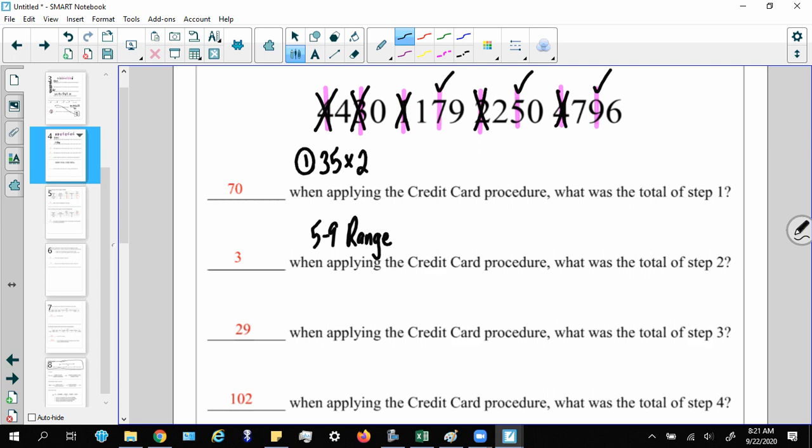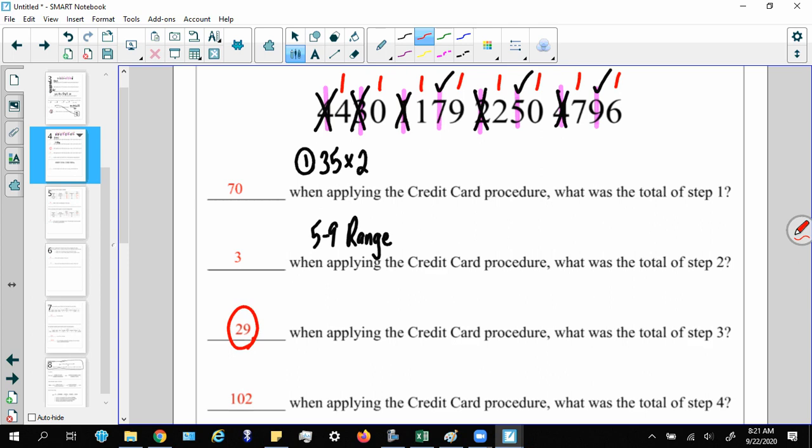Now, when applying the credit card procedure, what is the step of total step 3? That's all the numbers that you haven't messed with. This 4, this 0, this 1, this 9, this 2, this 0, this 7, this 6. Add all that up, you get 29.